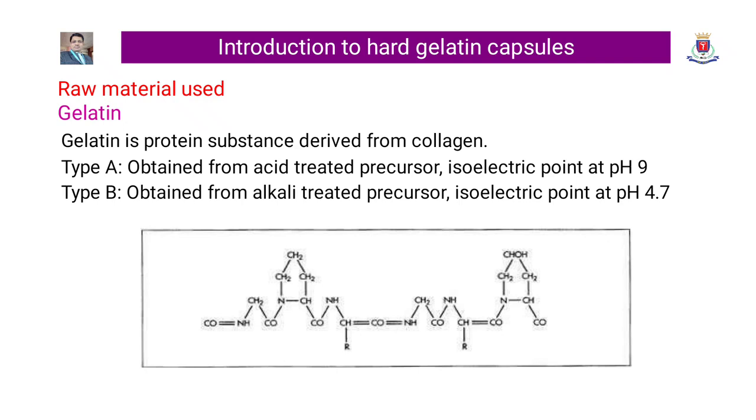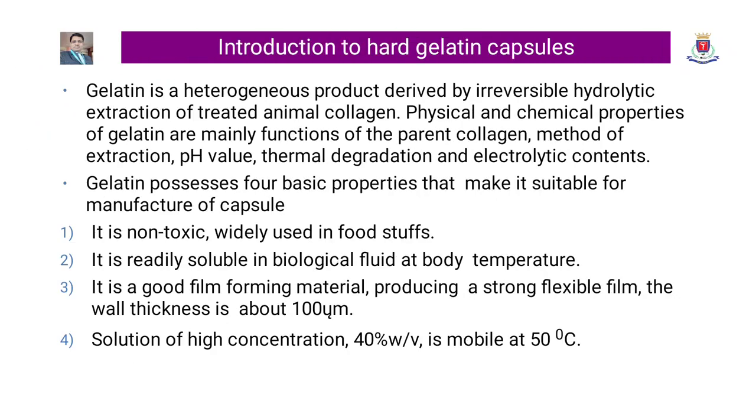We can see the structure of gelatin here. It is a polymer, so we can understand this structure and this structure is repeated. Gelatin is a heterogeneous product derived by irreversible hydrolytic extraction of treated animal collagen. Physical and chemical properties of gelatin are mainly functions of the parent collagen, method of extraction, pH value, thermal degradation and electrolytic contents.